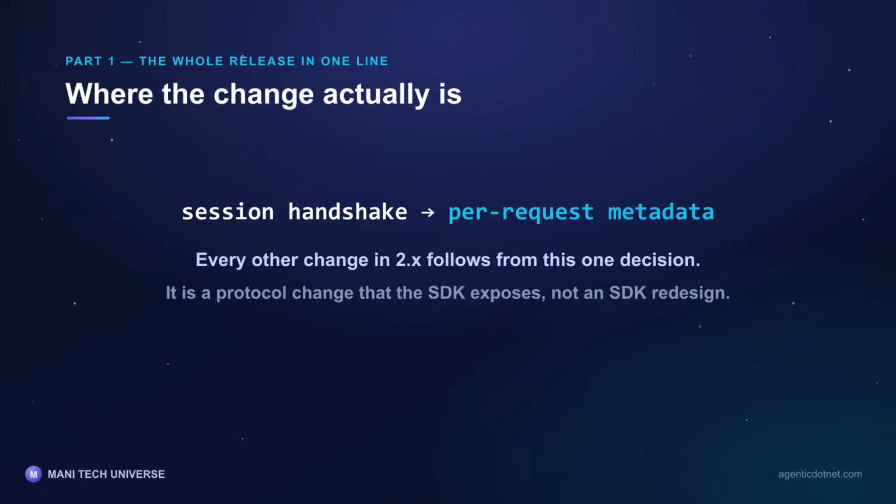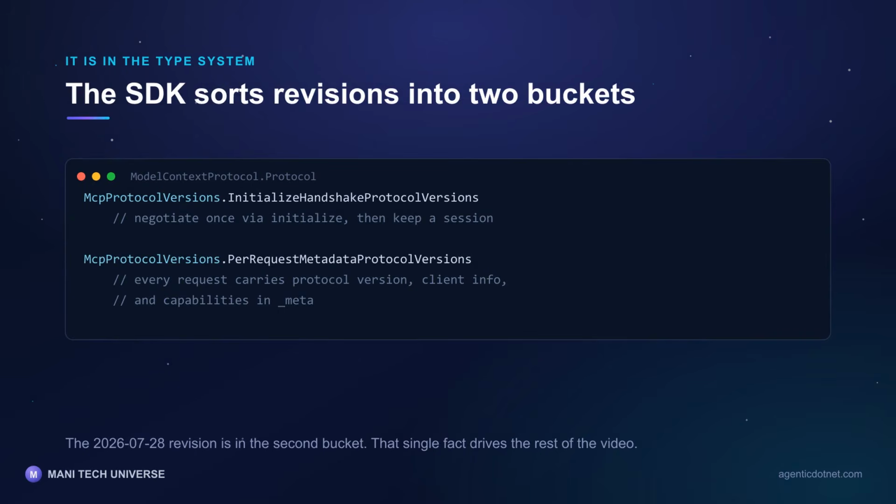Once you have that sentence, every other change in this release stops being a surprise and starts being an obvious consequence. And you don't have to take my word for it, because it's right there in the type system. The SDK exposes a class called MCP Protocol Versions, and it sorts every protocol revision into exactly 2 buckets. The first bucket is handshake versions: negotiate once, keep a session. The second bucket is per request metadata versions: carry everything, every time. The July 2026 revision sits in that second bucket. That's the fork in the road, and everything we look at from here is downstream of it.